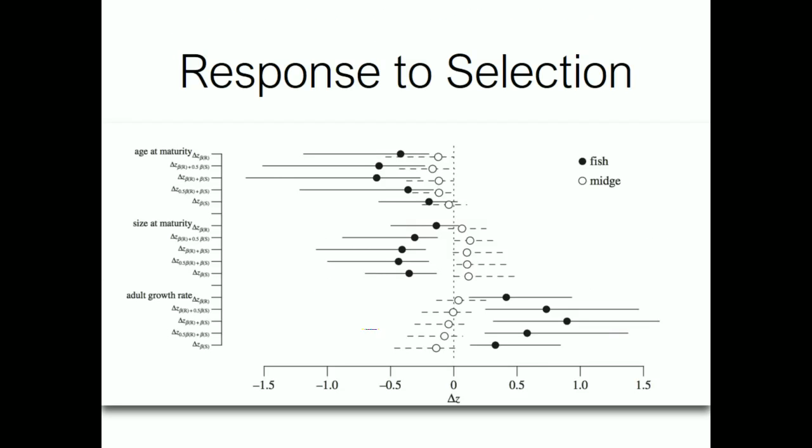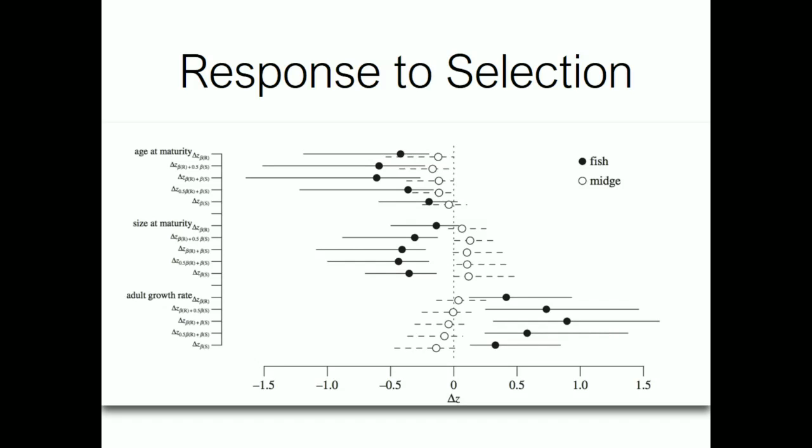When we put all this together, the plasticity, or in particular, the G matrix, which is the heritability and covariation, and the selection gradients, we can actually predict the response to selection. And this is the response to selection for age, size, and adult growth rate, the three traits, under the fish and the midge conditions. I don't think it's surprising that we see differences based on these because the selection gradients look different, but more importantly, those G matrices look different. How selection can act is structured by that variation and covariation generating these responses.